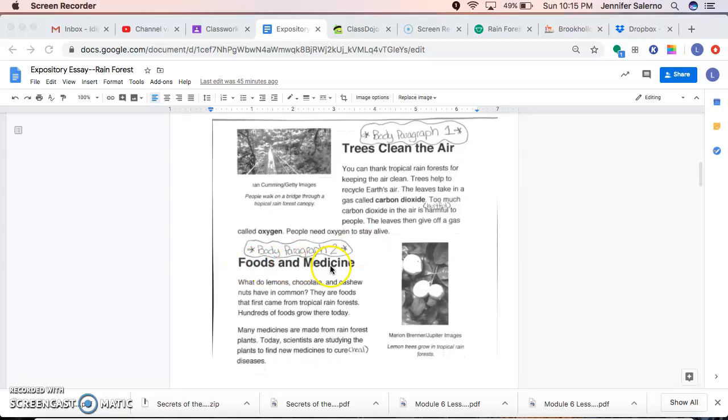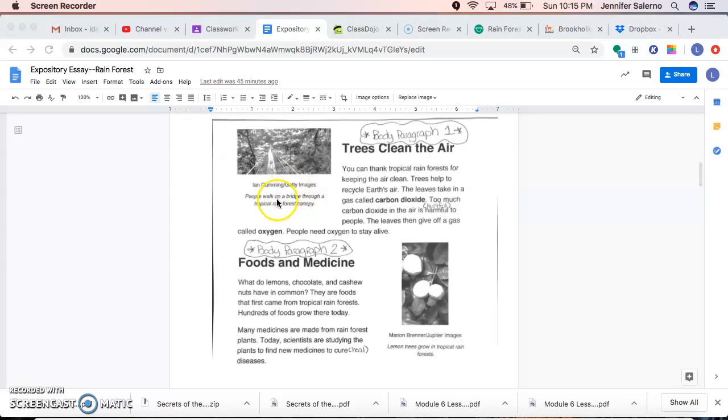Foods and medicine. What do lemons, chocolate, and cashew nuts have in common? They are foods that first came from tropical rainforests. Hundreds of foods grow there today. Many medicines are made from rainforest plants. Today, scientists are studying the plants to find new medicines to cure, which means heal, diseases.